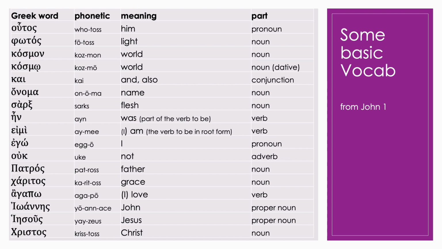Ein means was, part of the verb to be. Eimi is am, as in I am, the root form of the verb to be. Ego is I. Ouk is not. Patros means father. Charis means grace. Agapo, I love. Ioannes is John. Iesous is Jesus. And Christos is Christ.